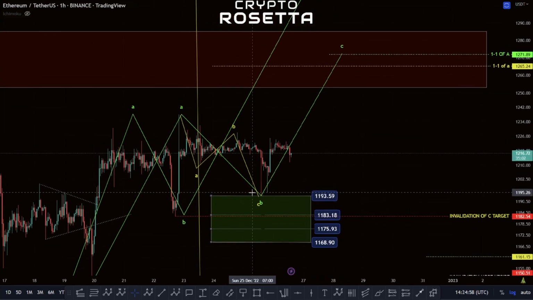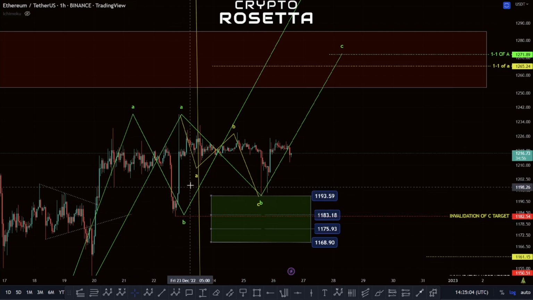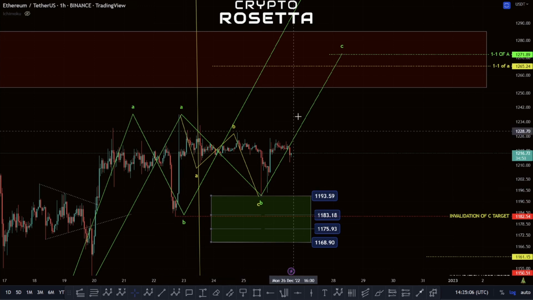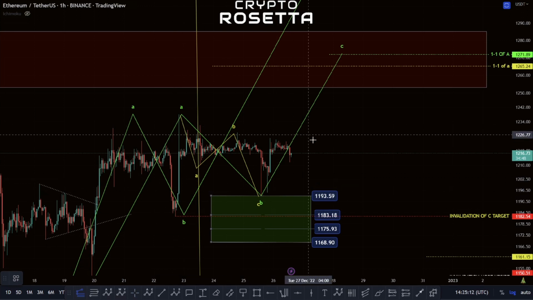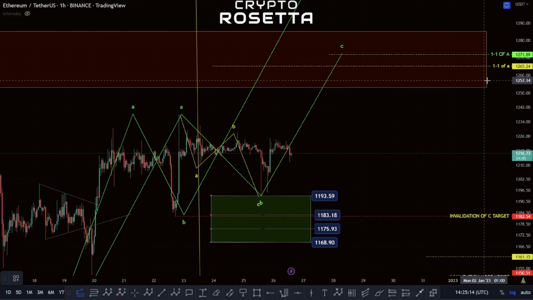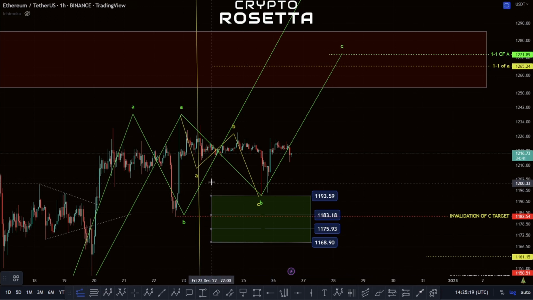So if it's a 5-wave move, what we'd be looking for is off these lows. Within this move, it would probably not reach the impulse of the previous move here. So we'd be looking at this to develop up into these highs. So the one-to-one would be the 1271 and then look for rejection.